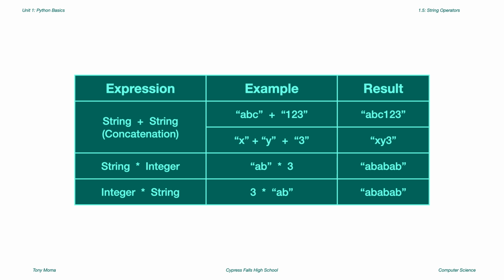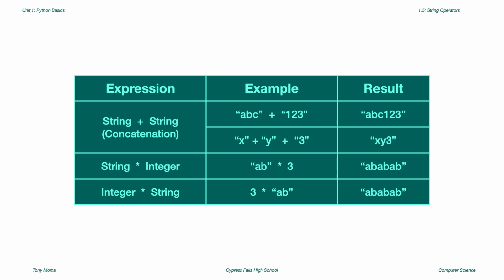When the plus operator is used on two strings, it combines those two strings together, as you see in the first two rows. In the first example, I used the plus operator on the string ABC and 123 to produce a single string containing ABC123. Then in the second row, I used the plus operator twice on three different strings to combine x, y, and 3 into one string containing xy3 side by side. The act of combining strings together is called concatenation.